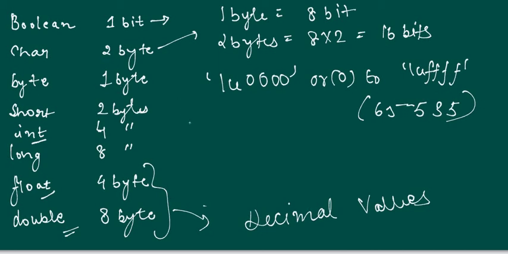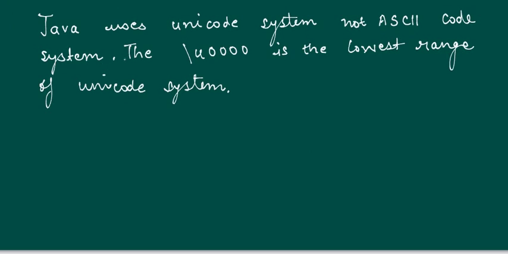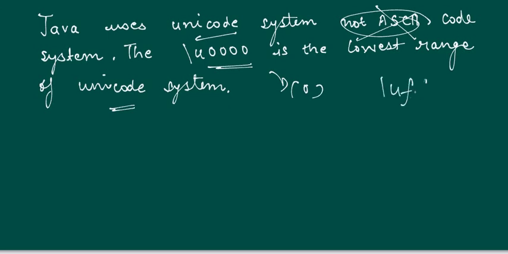So we will learn about ASCII code and Unicode in some other lecture. Regarding the Unicode system and ASCII system, it is important to notice that Java uses the Unicode system and not the ASCII code. 0 is the lowest range of the Unicode system, and hence it was given 0, while this was given the maximum number, right? You can study about Unicode and ASCII code in another lecture which I have uploaded.